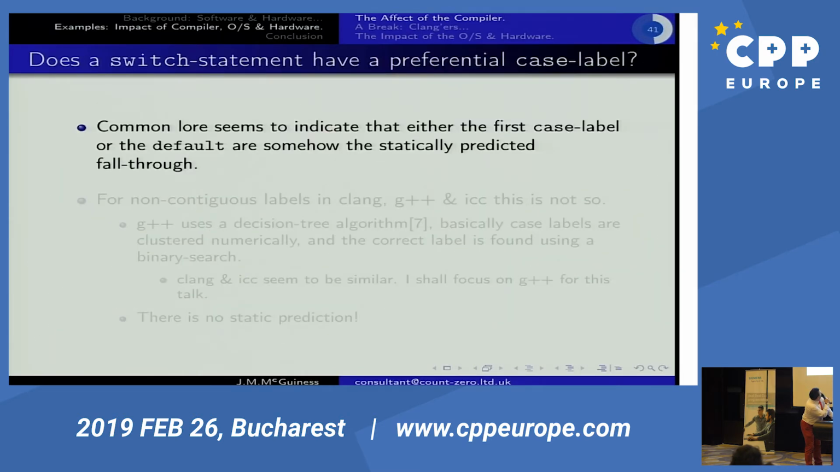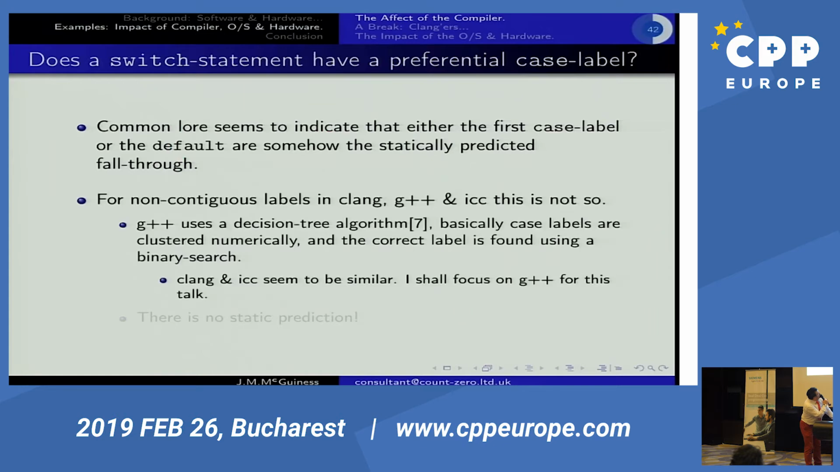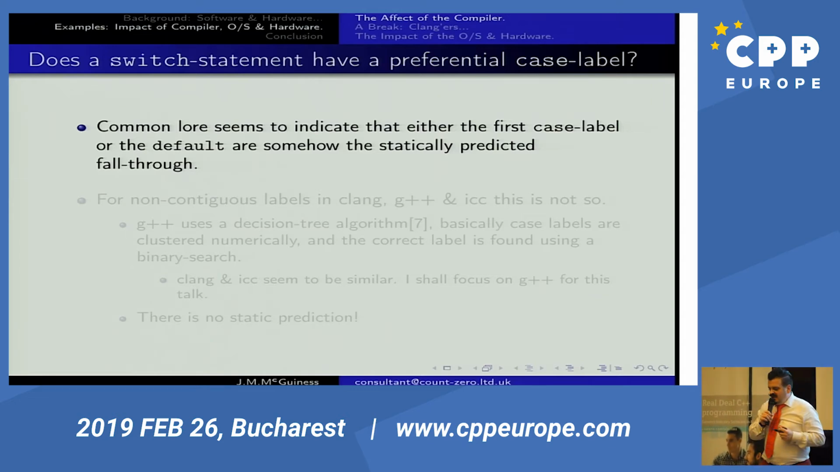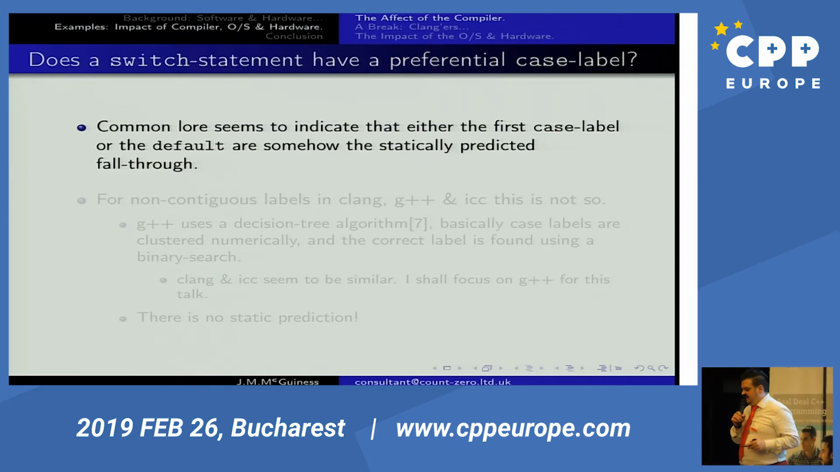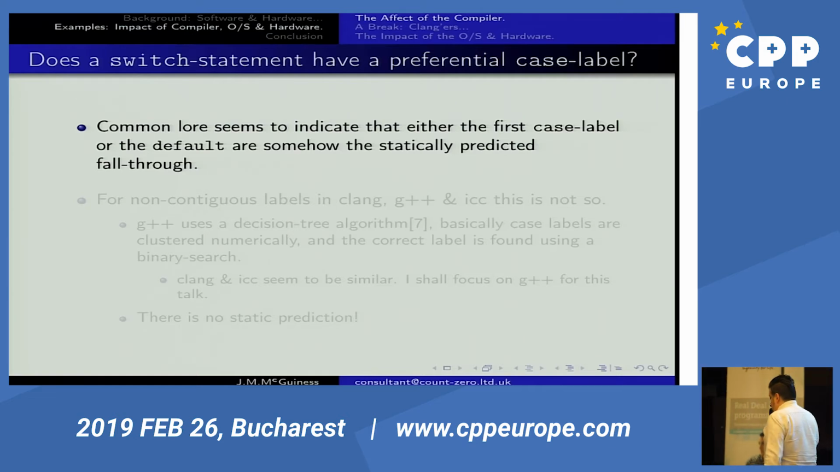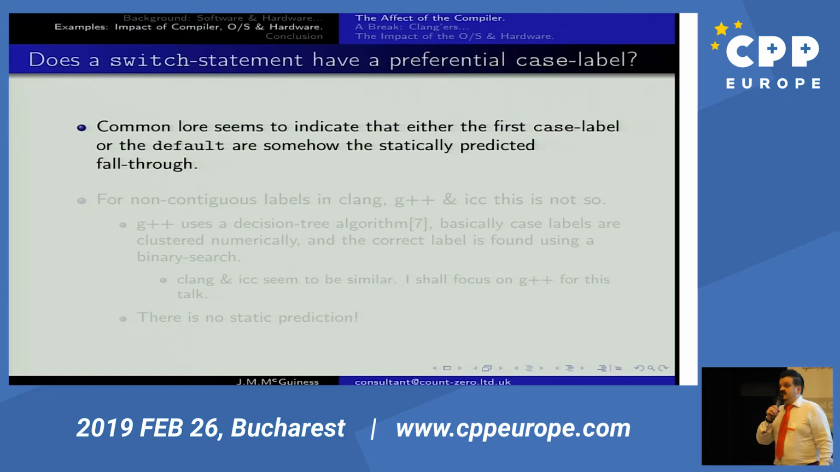And there are a number of details. I think the switch one is an interesting one. A lot of people seem to think in common law that either the first case label or the default are the statically predicted fall-throughs. Remember, we've got built-in expect. But built-in expect these days doesn't generate any operand prefixes, and if it does generate the prefixes for the jumps, they're ignored in modern architectures. But it does affect the way code is generated.